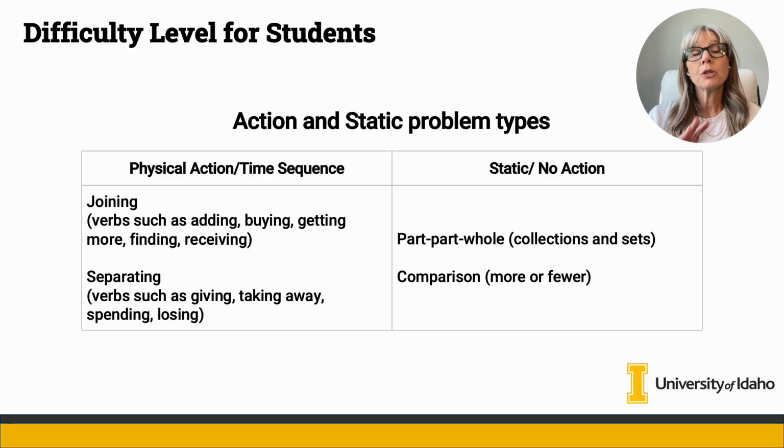Direct modelers are typically able to solve join and separate result unknown problems because they can act them out with physical objects. The part whole and comparison problems are static. No action is involved. These problem types describe a conceptual bringing together or comparing quantities, which is not as easy to act out or model.